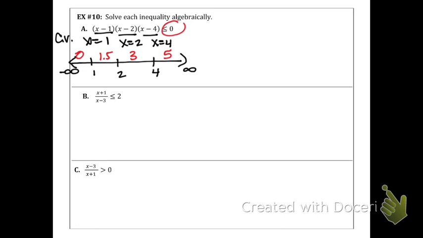Don't forget now, this has to be with a 0, and it was. And because it's equal to, that means we're going to use brackets. Okay, so brackets on all the numbers because they were all x-intercepts. None of them are from a denominator, okay? All right, so we're going to plug in 0. So when we plug in 0, we get -1 times -2 times -4, which is 2 times -4, so -8.